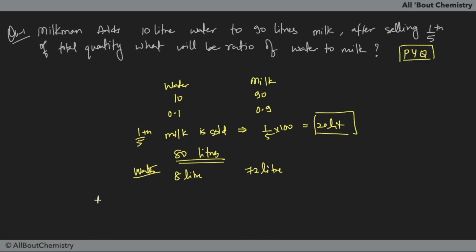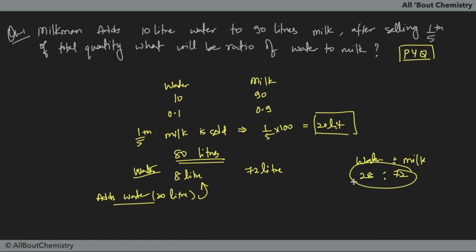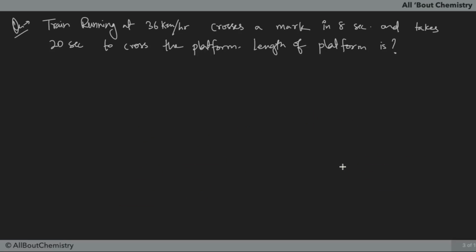Now what does he do? He adds water, equivalent to the quantity he has sold. That means 20 liters he has added. That water will be added in the water section, and milk is not going to change. They have asked the ratio of water to milk. Water becomes 8 plus 20, which is 28, and milk stays at 72. So that is your final ratio. The answer should be 28:72, and this was a previous year question. It was pretty straightforward. I hope this is clear, and I hope every one of you did it correctly.